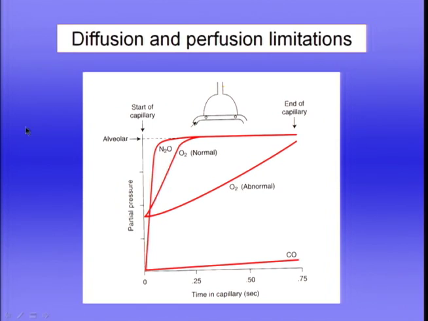So there's a very striking difference between these two gases. These are two examples we're going to give, nitrous oxide and carbon monoxide. And incidentally, one way of determining whether a gas is diffusion or perfusion limited is to look at the difference in partial pressures between the alveolar gas and the end capillary blood. If there's no difference, then the gas is perfusion limited. If there's a large difference, as there is for carbon monoxide, or if there's any difference at all for that matter, the gas is diffusion limited.